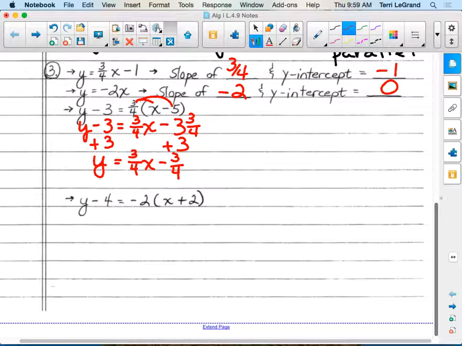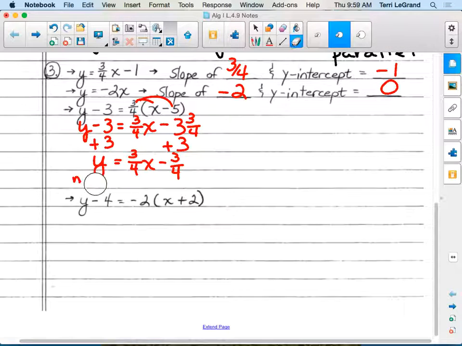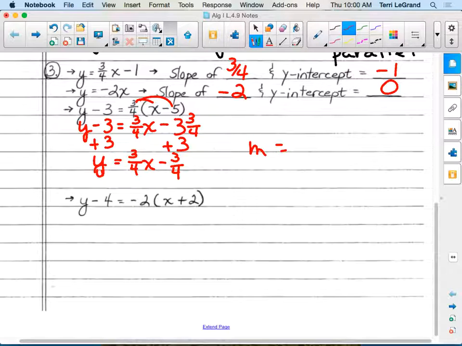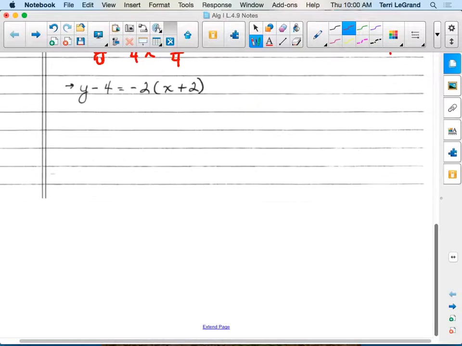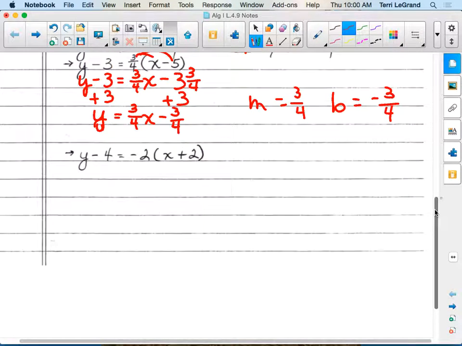So, what's our m value? Let me move that because it's a little bit more obvious. M equals 3/4. B equals negative 3/4. Okay. Let's get our last equation renamed. Go ahead and do it because I'm trusting that you can handle this.